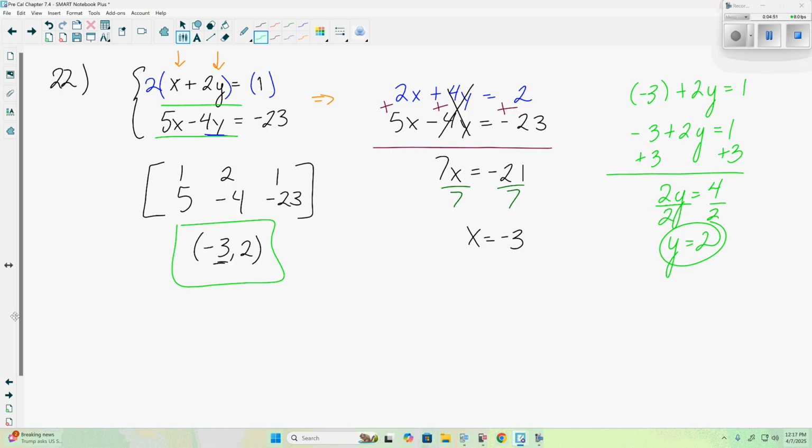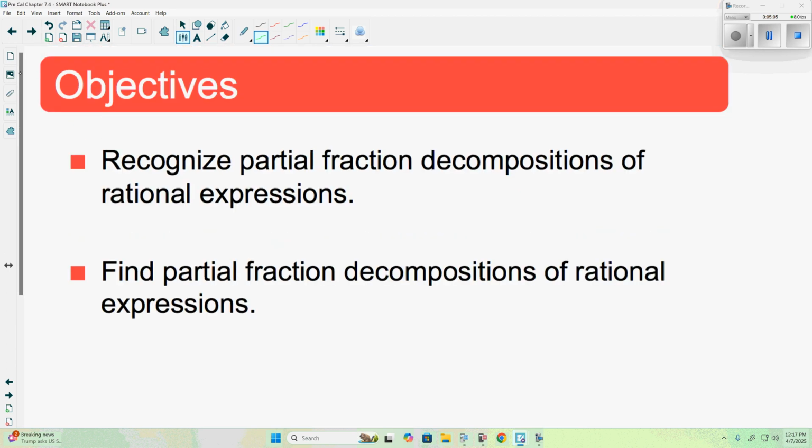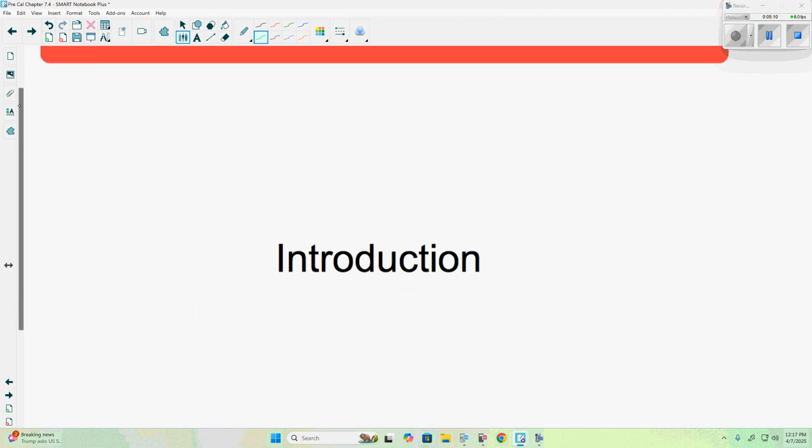7.4 is partial fraction decomposition. This is one of the sections I do like. I do like doing partial fraction decomposition. It is very much a puzzle.